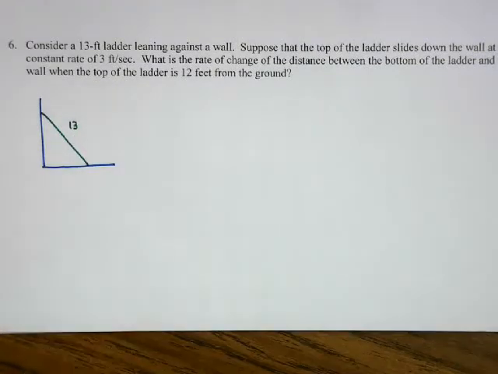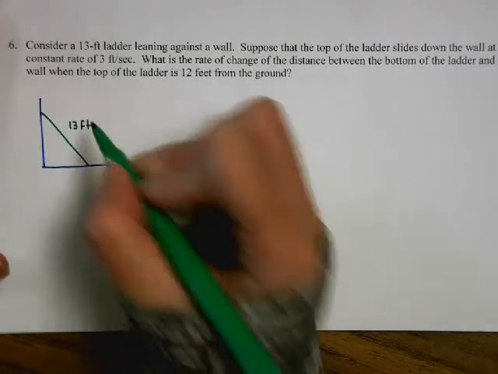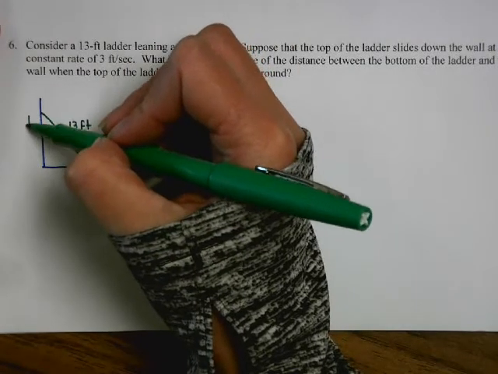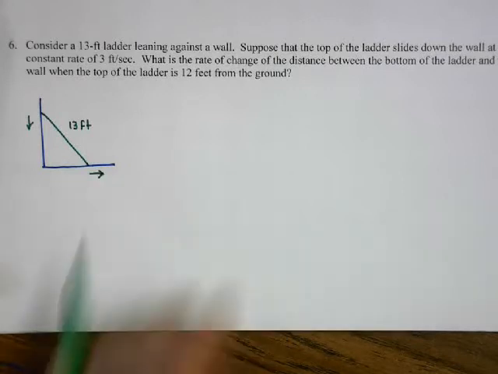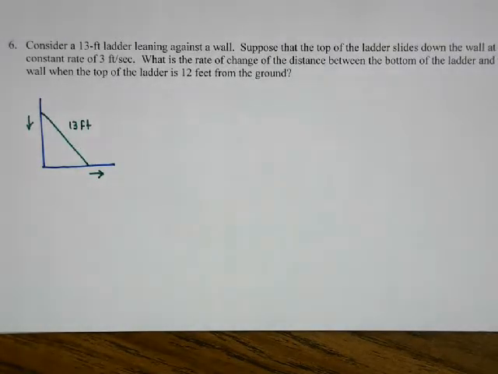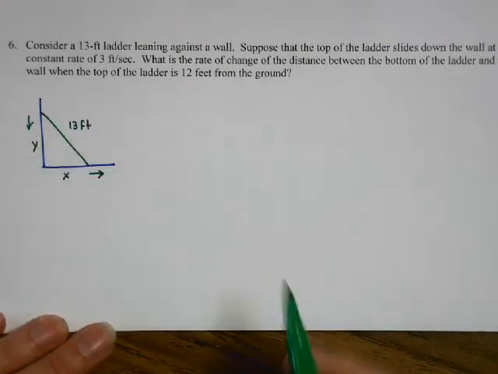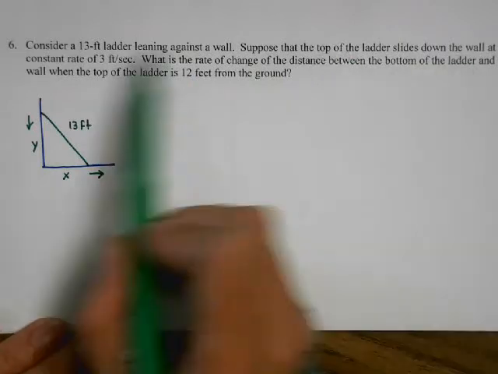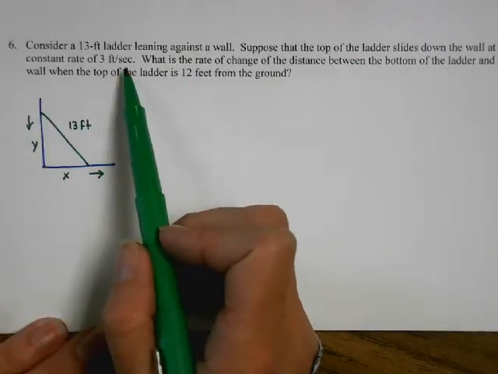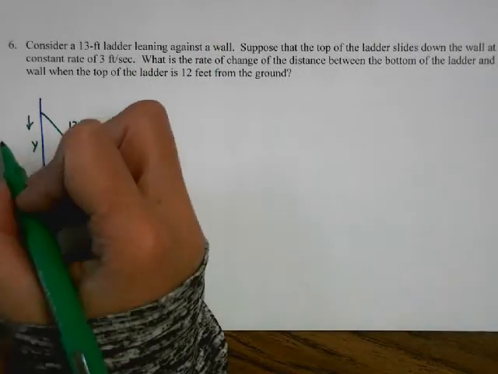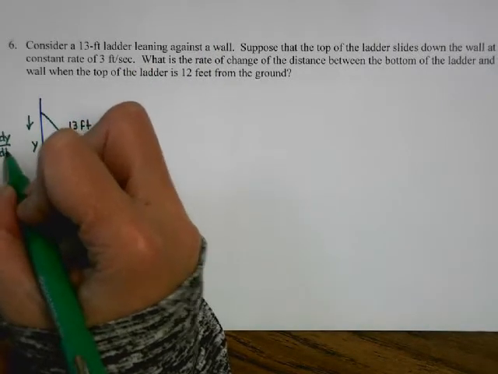Okay, so this thing is sliding down, which means this is going to be sliding out. Okay, so we're not told variables. It's not as obvious as when we have volume and radius and we just use those. So we're going to choose some variables, and I'm going to choose this distance as x and this distance as y. So let's go through this. It says the top of the ladder is sliding down the wall at 3 feet per second. So we're going to say dy dt is going to be a negative, since it's moving down, 3.